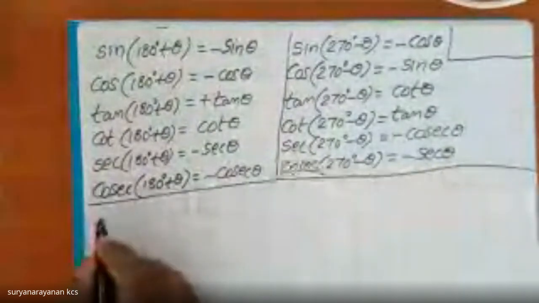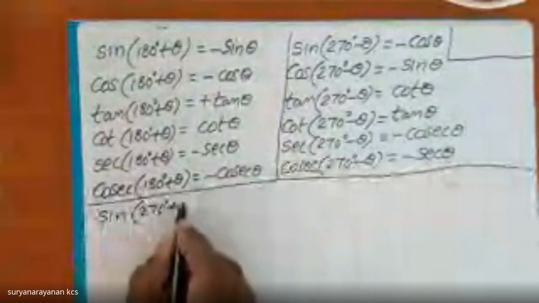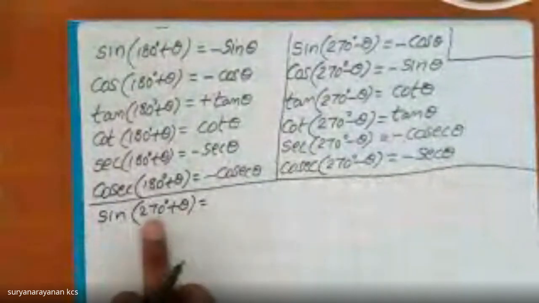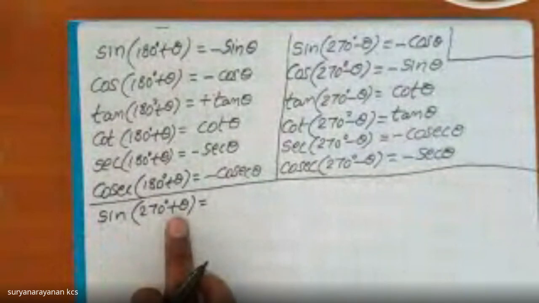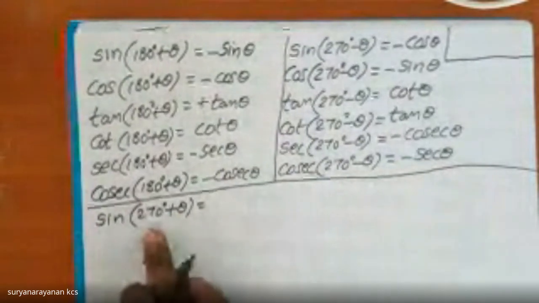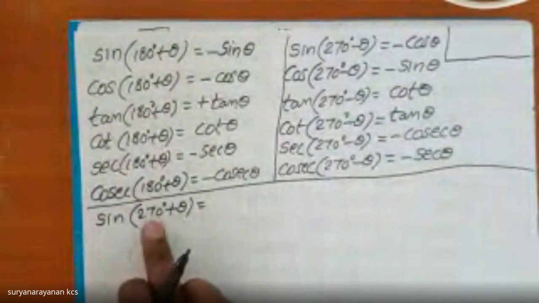Next, sine 270 degrees plus theta. See this angle carefully, my dear children. In which quadrant does this angle lie? Fourth quadrant. Very good, Ria. Very good, Catherine. Very good, Percy. Very good, Samuel. This angle lies in the fourth quadrant.